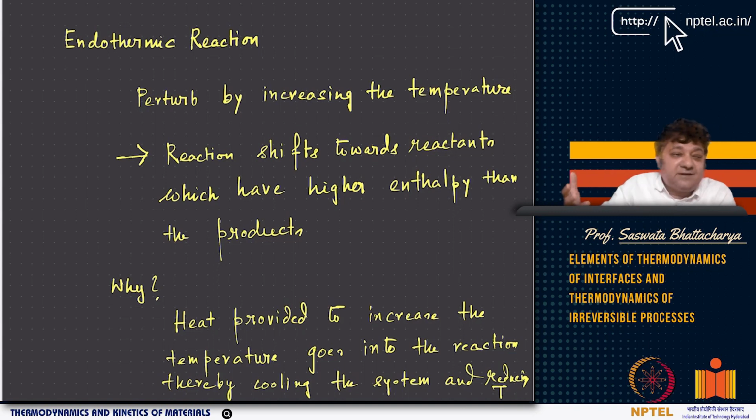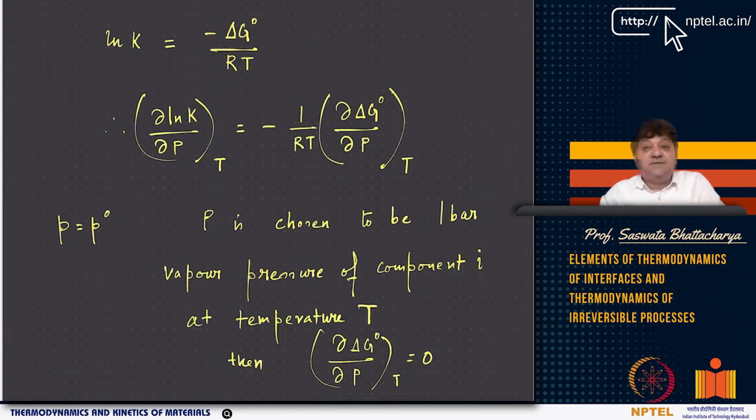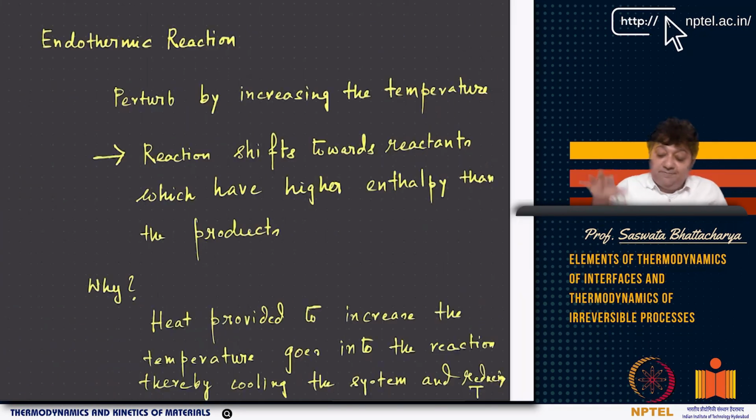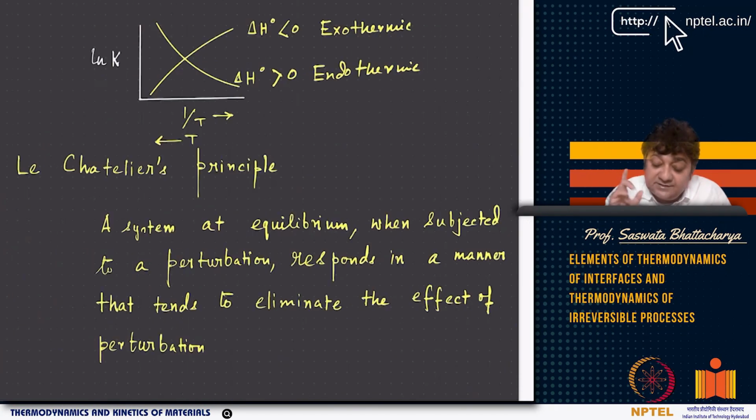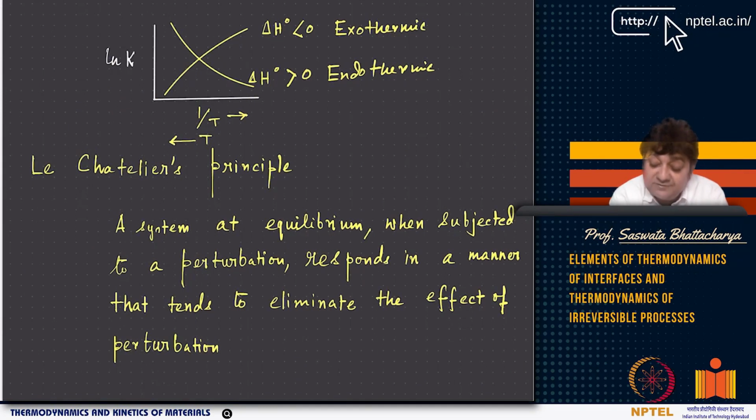So if I increase the temperature, I am supplying heat to the system. The way the system will behave is to nullify this effect, that is, to reduce the temperature of the system. How does it do that? By shifting towards the reactants, because the reactants will need to absorb heat to form products. So if the reactants have absorbed this excess heat, the system remains cool and the temperature decreases. Right? This is something that you have to understand. The system will behave so as to nullify the effect. If you have imposed some perturbation on it, it is very important that the system responds in a manner that tends to eliminate the effect of the perturbation.